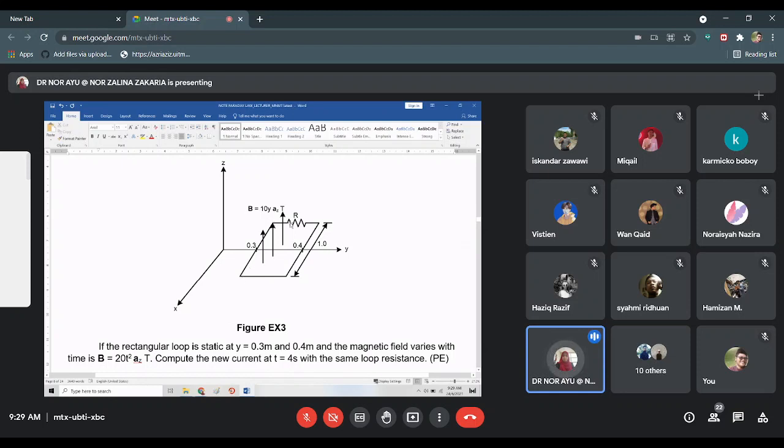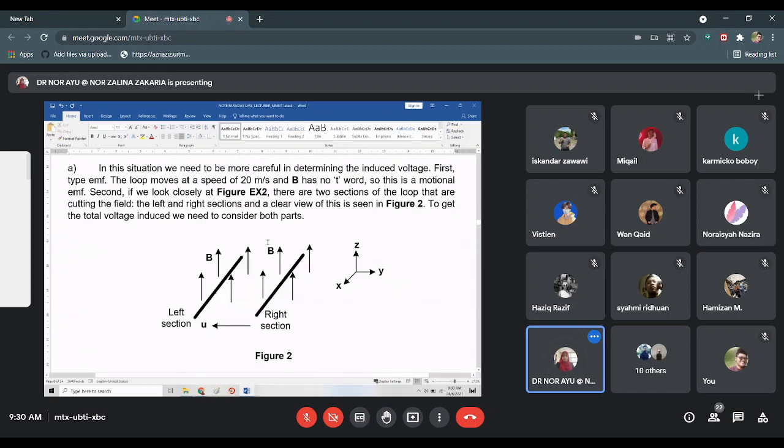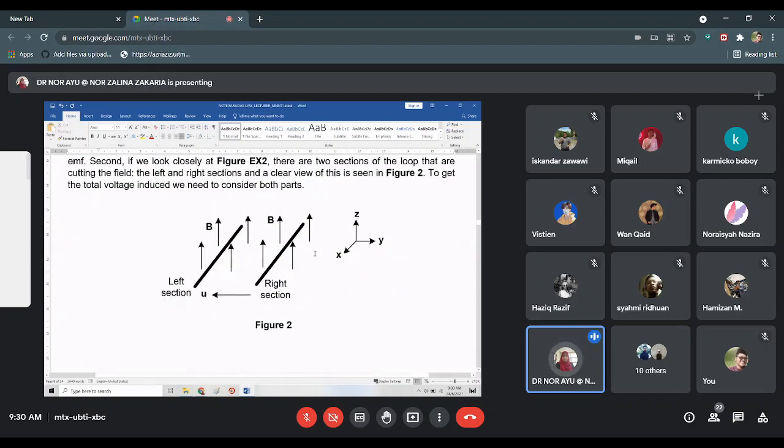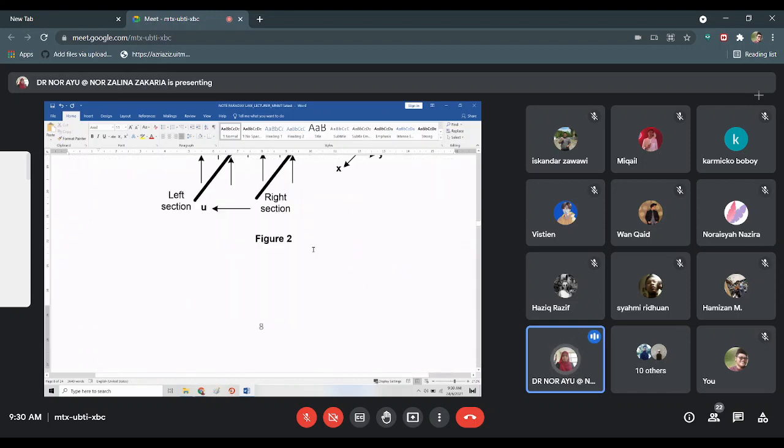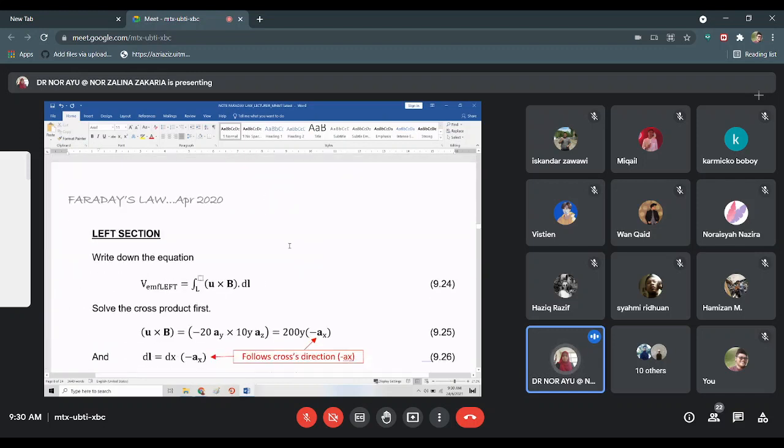Alright, so the line over here will stay in the same direction or the same point. Okay, only this one moves, which is to the left and to the right. So that's why this is the line that is cutting the magnetic field, and this line is parallel to X. So that means DL is equal to DX. Okay. Right, so this is just to show which line is cutting the magnetic field.